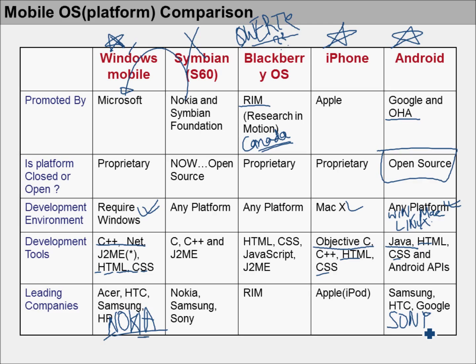So this was basically a brief comparison between various operating systems for mobile phones and how they stack up against each other in terms of the development environment, the development tools, and whether the platform is closed or open, all those things.